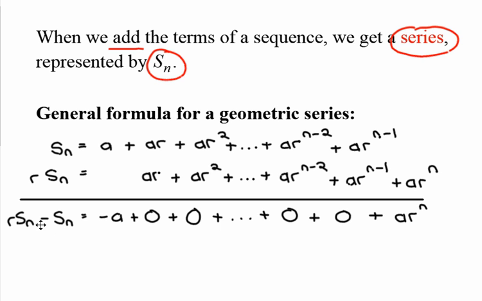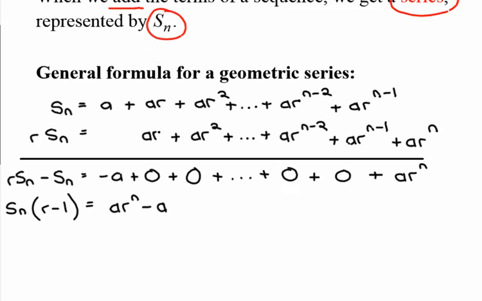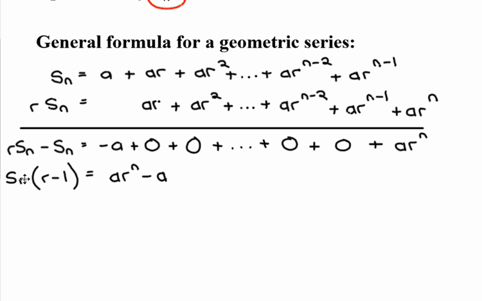Right, so now let's simplify that a little bit. If I look at the left-hand side, I can take out Sn as a common factor, in which case I get Sn(r minus 1). And here I have negative a plus ar to the n, which I can rearrange and write as ar to the n minus a. Cool. Now remember what we're aiming for. We're aiming for a formula for Sn. So what we actually need here is our Sn on its own. So we need to divide both sides by r minus 1.